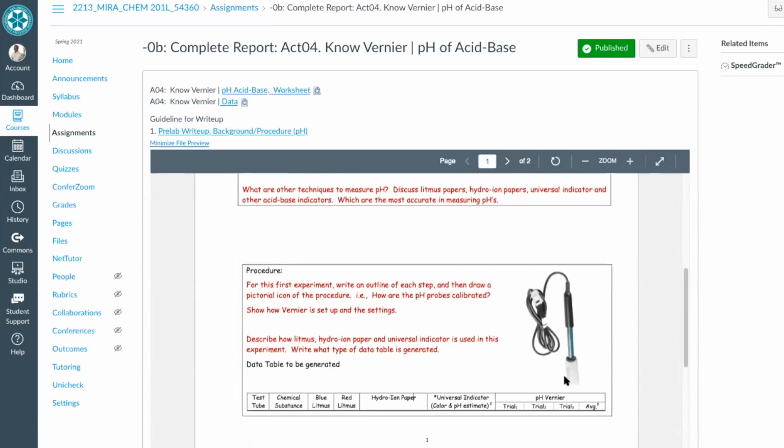We're going to be looking at the pH probe. The video is going to show you how it's calibrated. Why do we need to calibrate the pH probe? Why can't we just use it out of the bottle? What is the importance of that? And then the data table that's going to be generated.